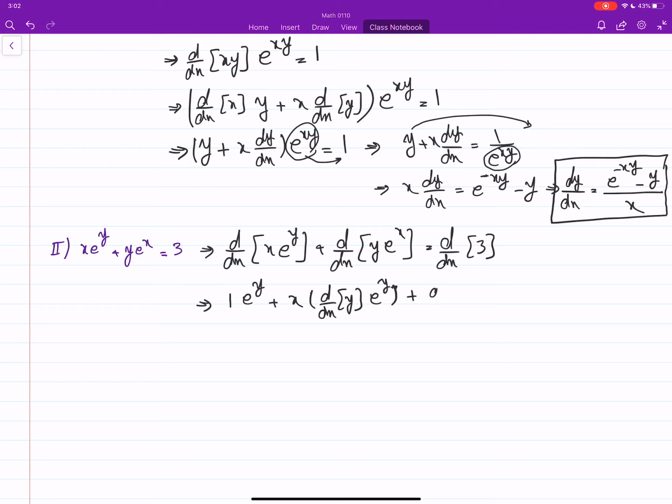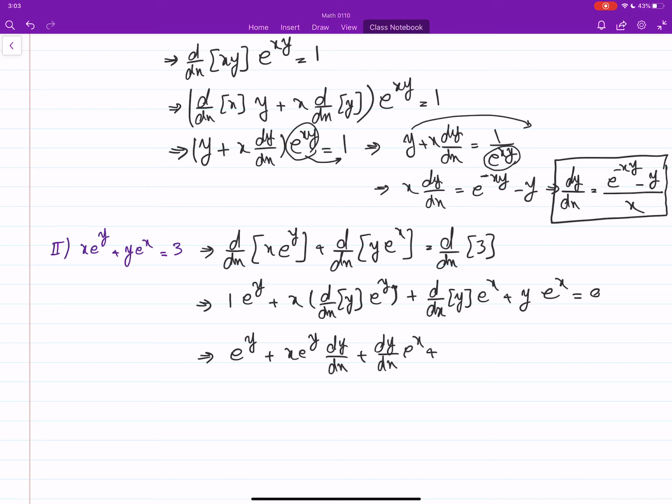Plus, then we have derivative of first one times second one plus first one itself times derivative of e to the power x, which is e to the power x. This is equal to 0. Now we have e to the power y plus x e to the power y dy/dx plus dy/dx e to the power x plus y e to the power x equals 0.